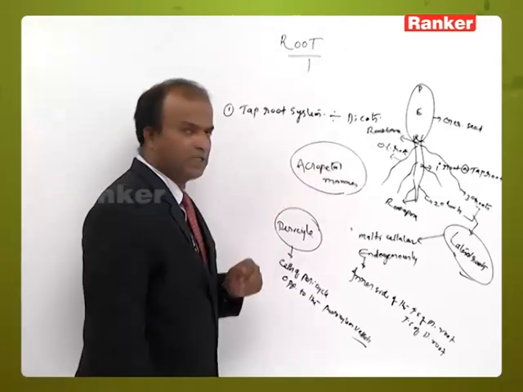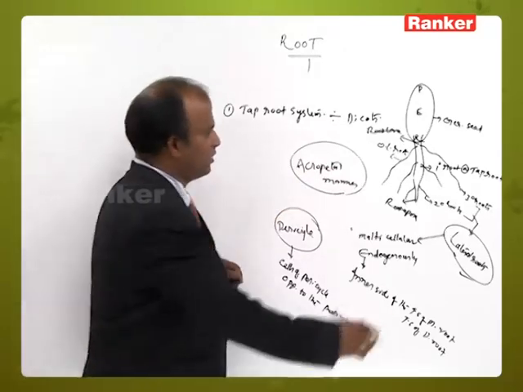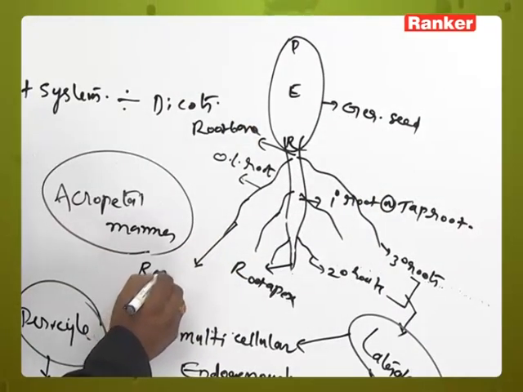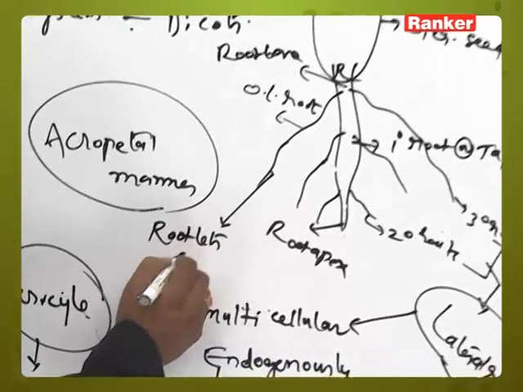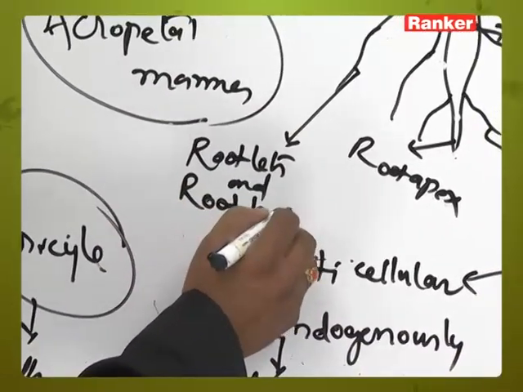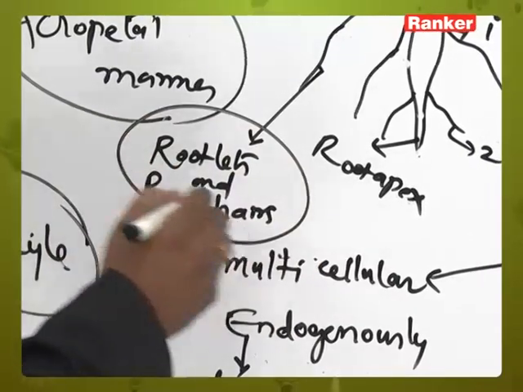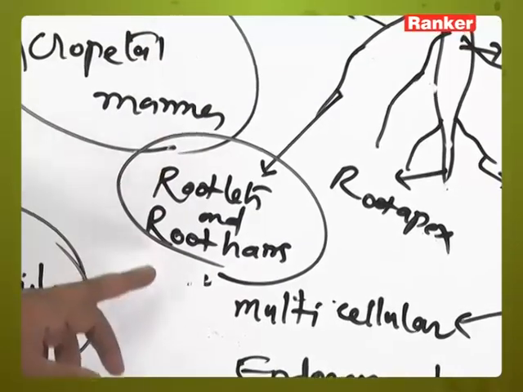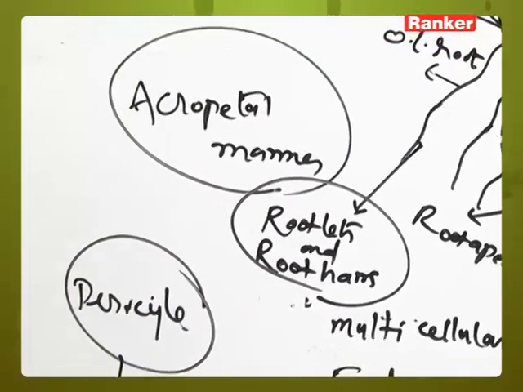From these lateral roots, rootlets and root hairs are developing. From these lateral roots, which ones are developing? Rootlets and root hairs are originating from these lateral roots.